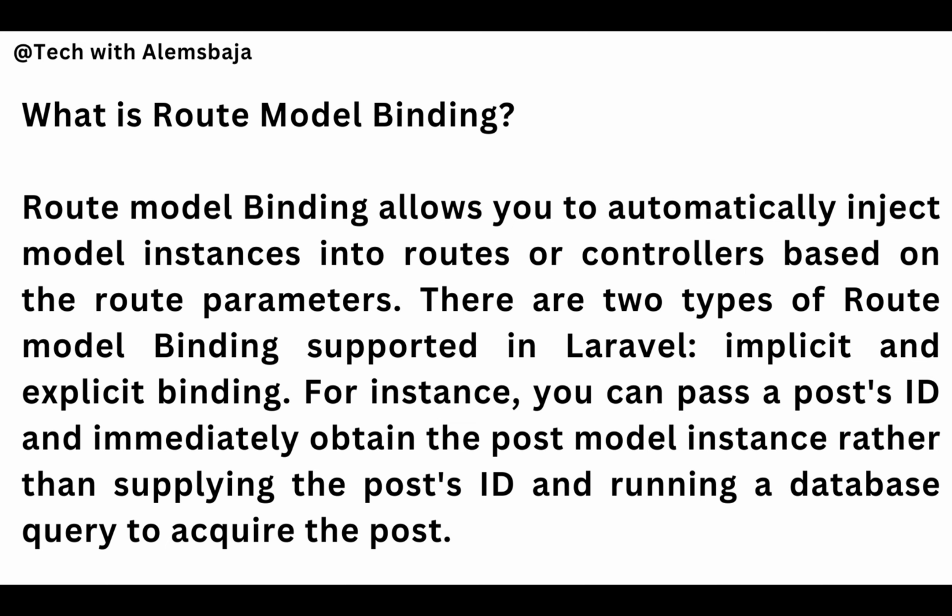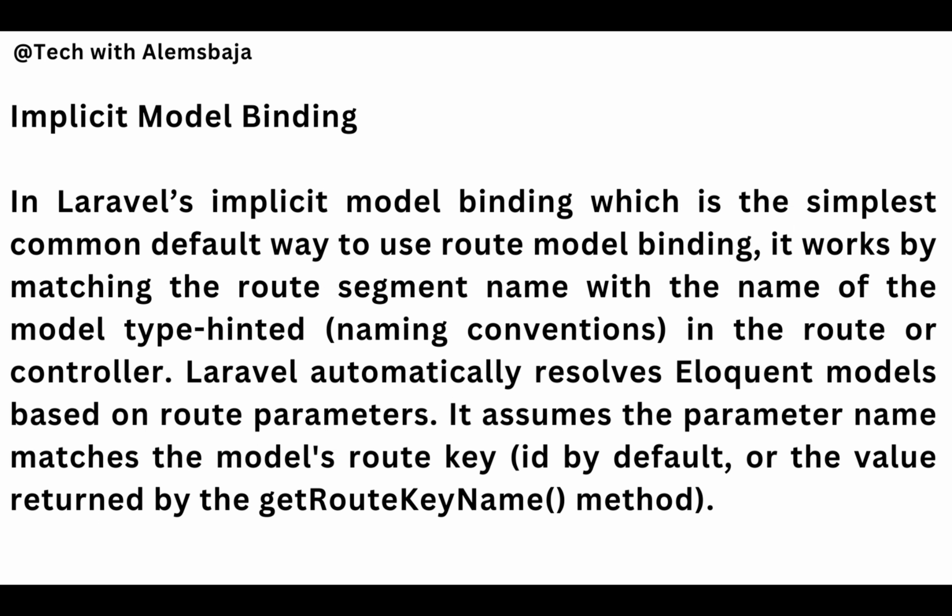Now, for instance, you can pass a post ID and immediately obtain the post model instance, rather than supplying the post ID and running a database query to acquire the post, which I'm going to show you in a moment. Implicit model binding is the default in Laravel, and it works by matching the route segment name with the name of the model type hinted in the route or controller.